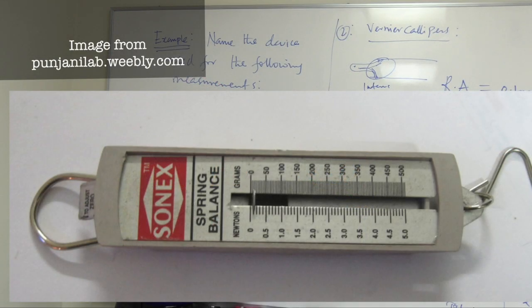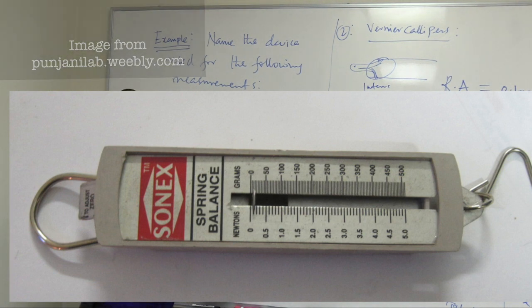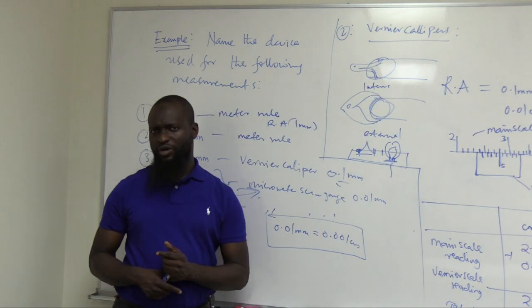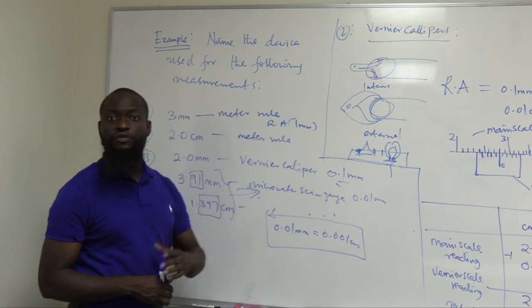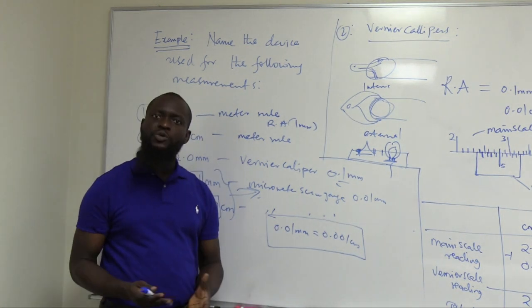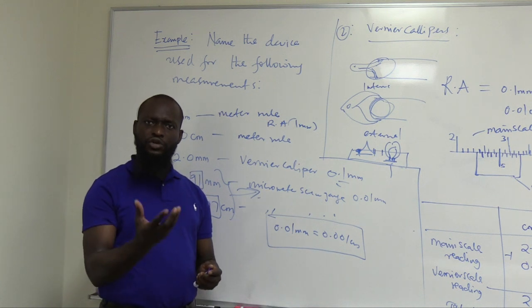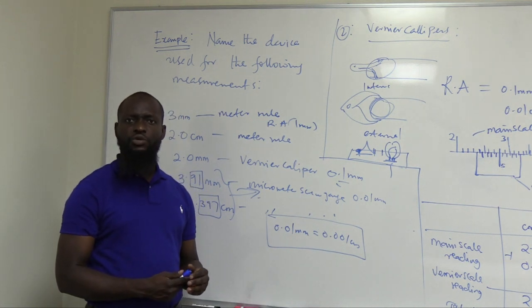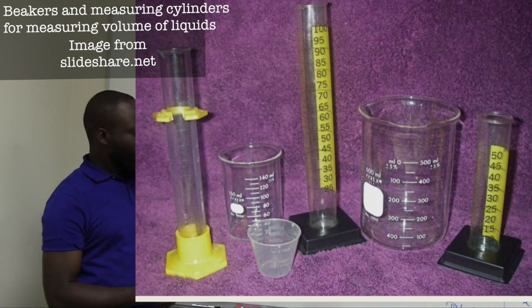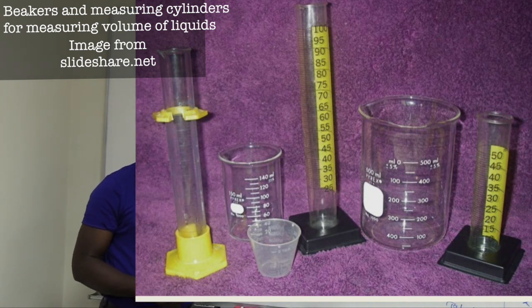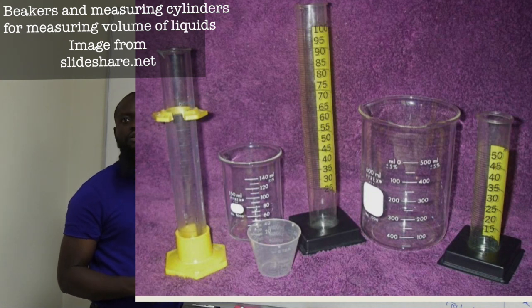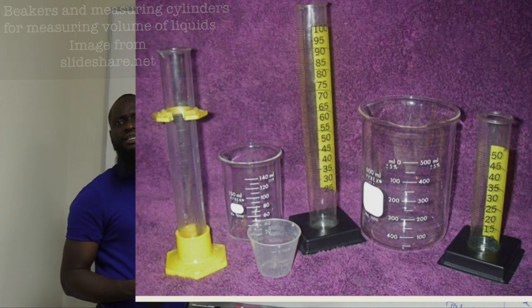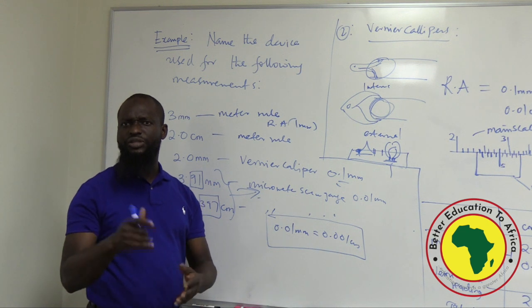And then for weight, we have the spring balance that gives you the actual weight in newtons instead of just the mass in kilograms. So we have all these measuring equipment in the laboratory that we use to measure mass, even volume. We have test tubes, we have volumetric cylinders, or measuring cylinders. They are calibrated in cubic centimeters, milliliters, for measuring volumes.